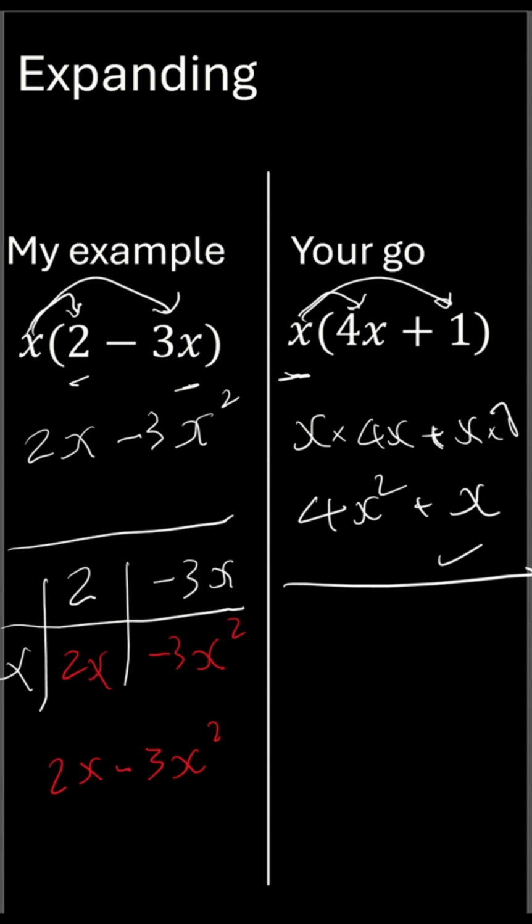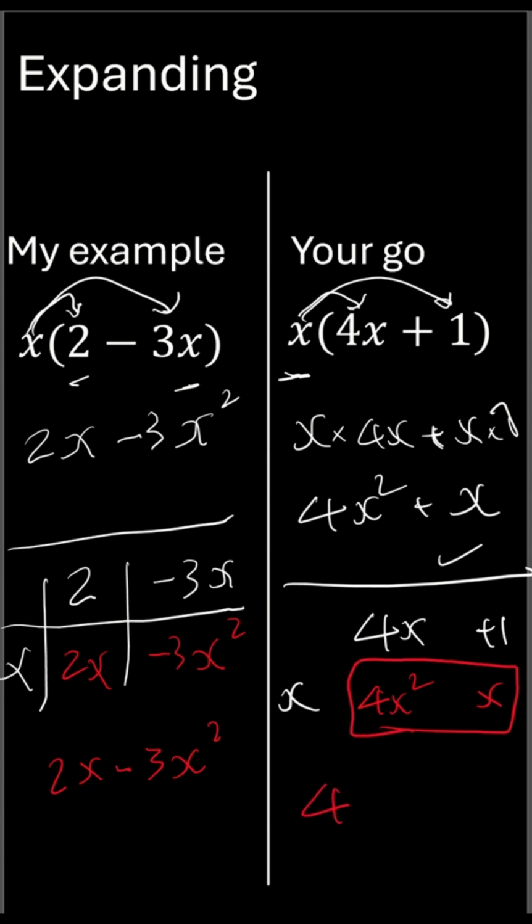As simple as that. Hopefully you get this. And we can also use the grid method. So 4x here and positive 1 and x here. And then we use a different color pen. So 4x squared and x. And then we add whatever is in here. So 4x squared plus x. Also the same. Okay, so hopefully you got that.